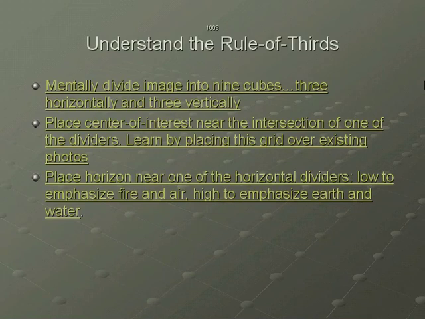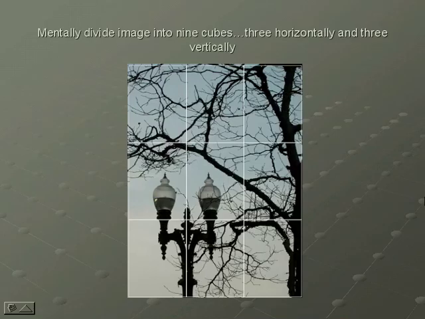We see that here in this image, where we have put the center of interest at the intersection of one of those rows and columns of thirds. You can see that the lamppost, which is the center of interest, falls right on the dividing line between the columns and the rows in the bottom 2/3 of the picture. But it could be anywhere in here.